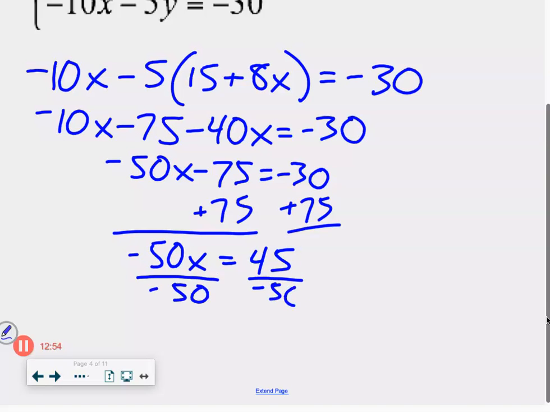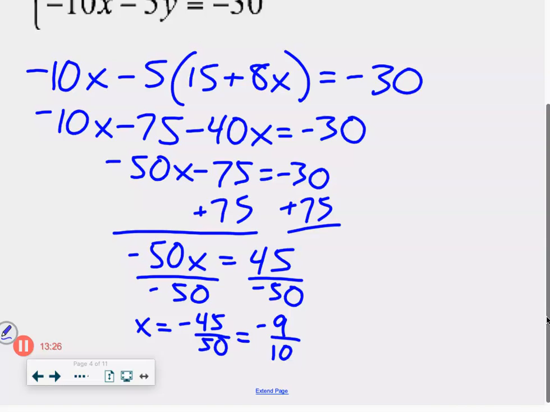Divide by negative 50, x equals negative 45/50, which reduces to negative 9/10. Oh, I see why. Okay. Be careful with those negatives, right? The negatives are an easy way to miss stuff. Yes, Joey? So we're going to do the ordered pair in fractions. I'm going to do it in fractions. I will allow decimals, yes, if your test allows calculators, which I don't know if it does.